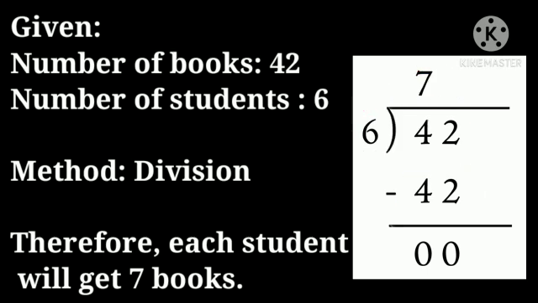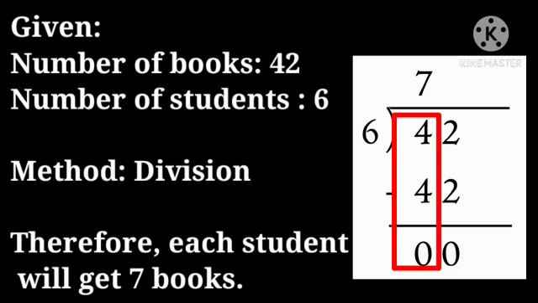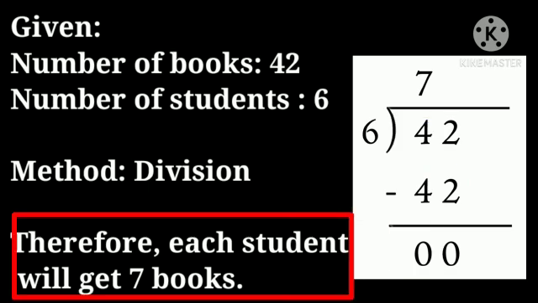Start subtraction starting from units place. 2 minus 2 is 0. 4 minus 4 is 0. Lastly, statement: therefore, each student will get 7 books.